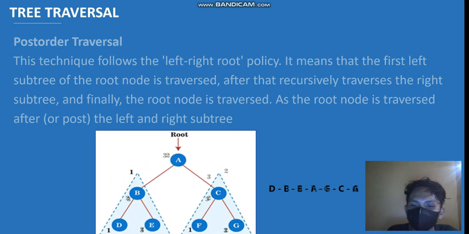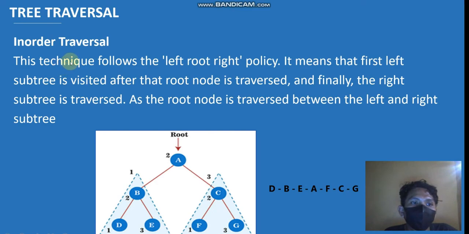Next, in-order traversal. This technique follows the left-root-right policy. So in-order traversal follows left, root, right. First we traverse to the left, which is D, the last left node. So first we get D, and it has no more nodes after it.